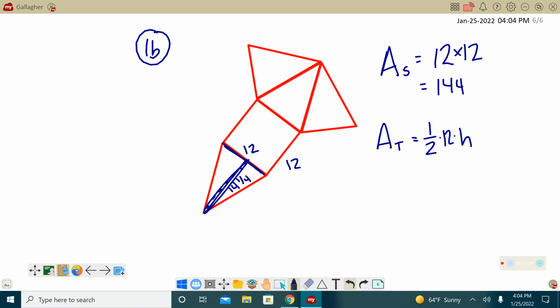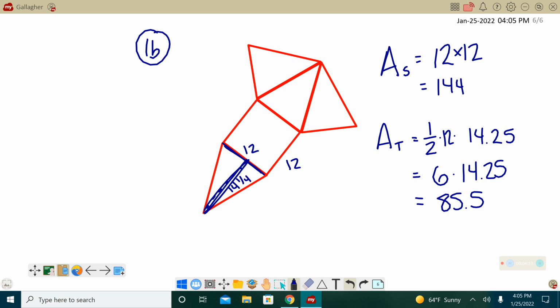If you want to leave it as a fraction, you can. If you want to change it to a decimal, that's acceptable as well. 14 1/4. A quarter is worth 25 cents, so we need 14.25. All right, half of 12 is 6. So we're going to do 6 times 14 1/4. Oh, a quarter. 25. And the area of that comes out to 85 1/2.